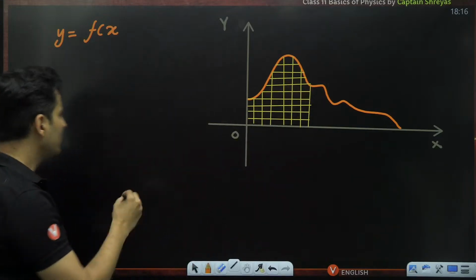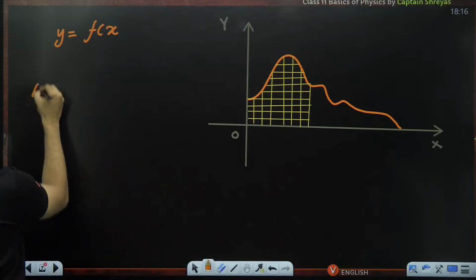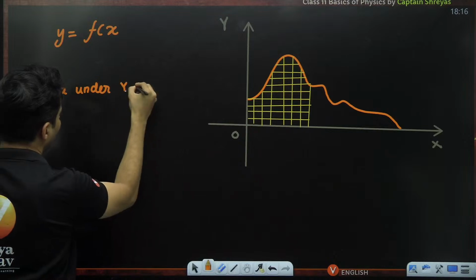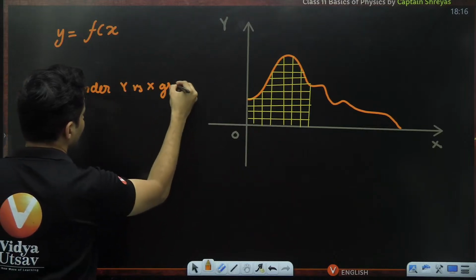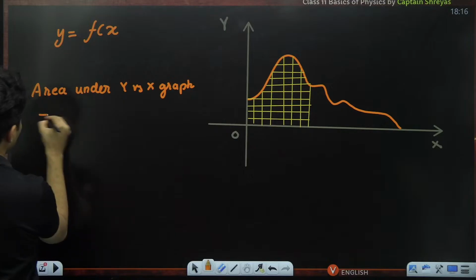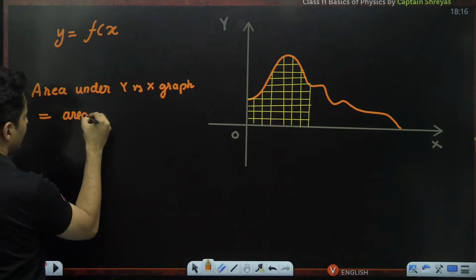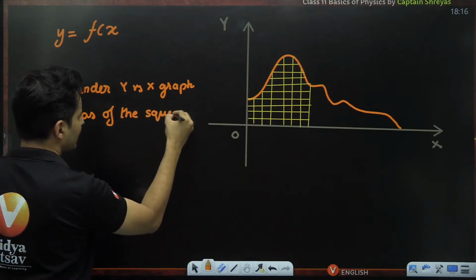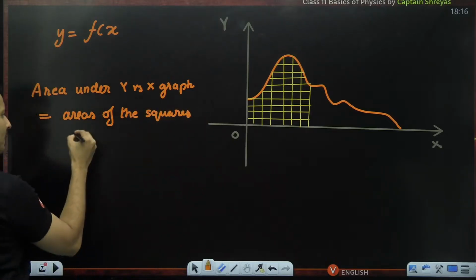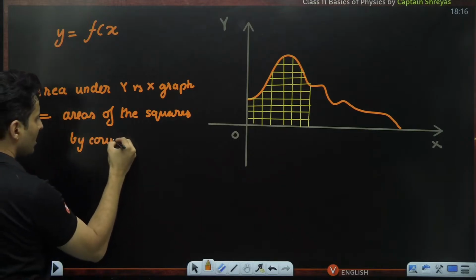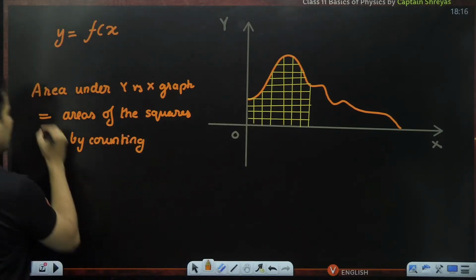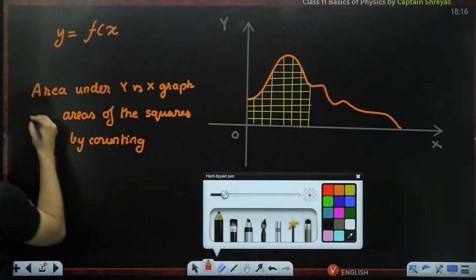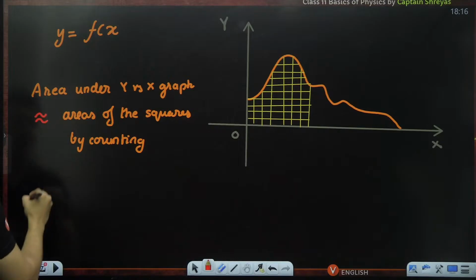Using this method to find the area under the y versus x graph, I can use the areas of the squares by counting, but this will not be exact. Rather, I should definitely be careful. It will be an approximate value.